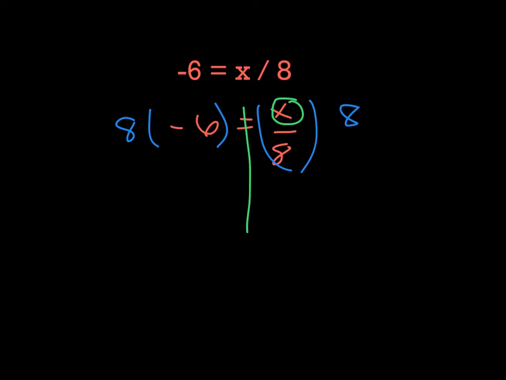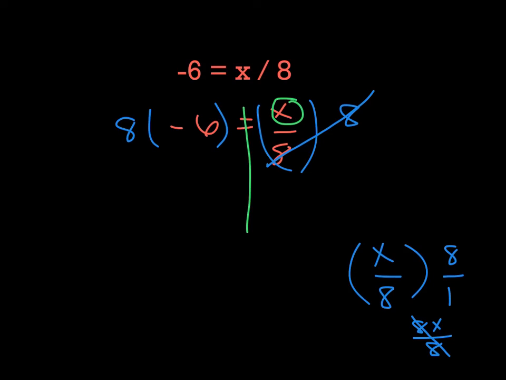Now, think back to fractions. So if I had x over 8, and I was multiplying this by 8, this would be like 8 over 1. And I'm going to multiply straight across. So 1x times 8 is going to give us 8x. And 8 times 1 is going to give us 8. And 8 divided by 8 is going to cancel out. It just gives me 1x. So this is going to cancel out here. And I'm just going to be left with x is equal to, and a positive 8 times a negative 6 is going to give us negative 48.